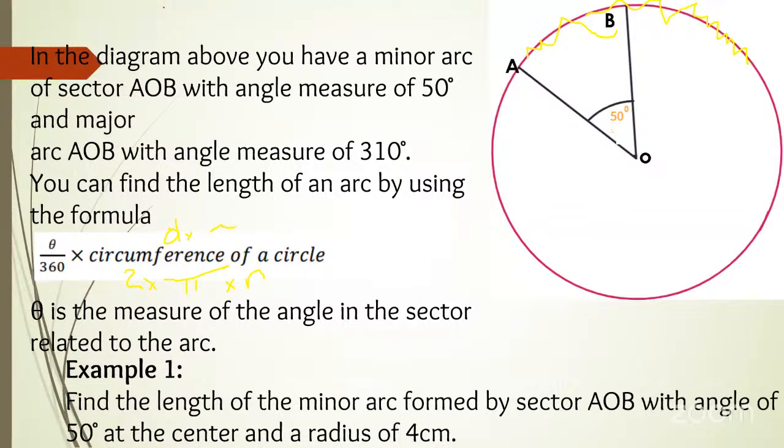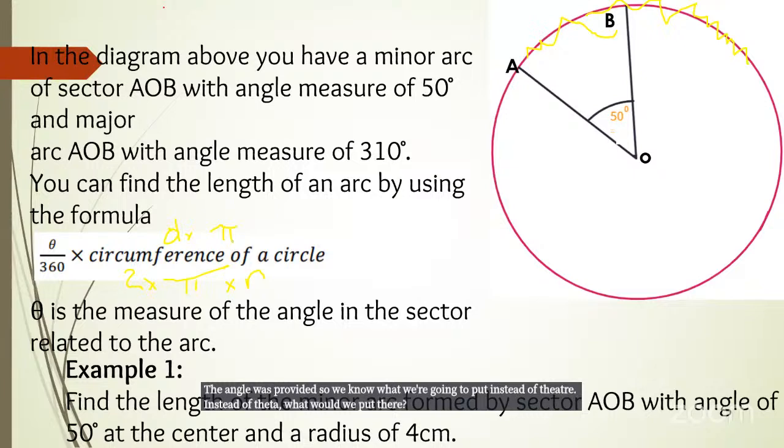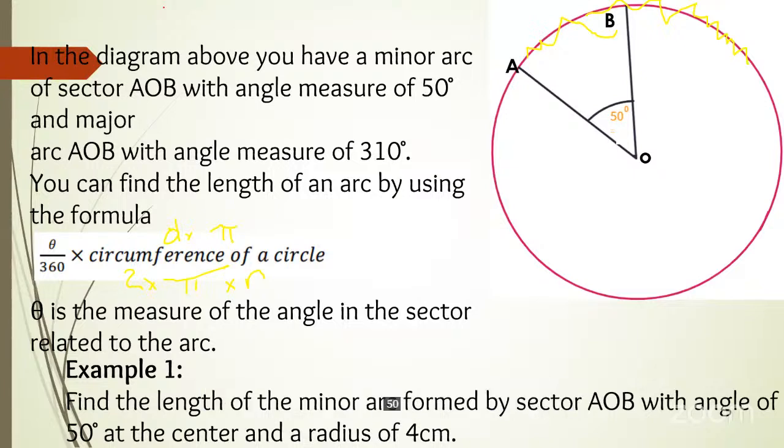All right. What information was given to us? The angle. The angle was provided, so we know what we're going to put instead of theta. Instead of theta, what would we put there? 50 degrees. If they asked us for the major arc though, what would be the size of the angle that we used? 310. How did we arrive at that 310 though?